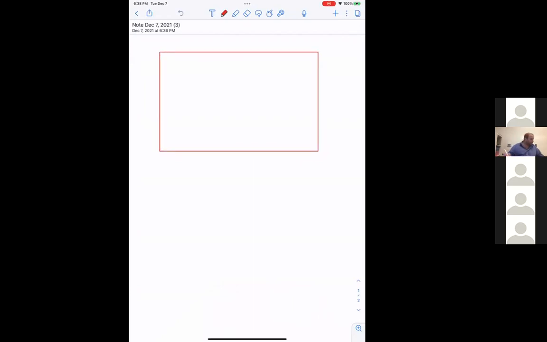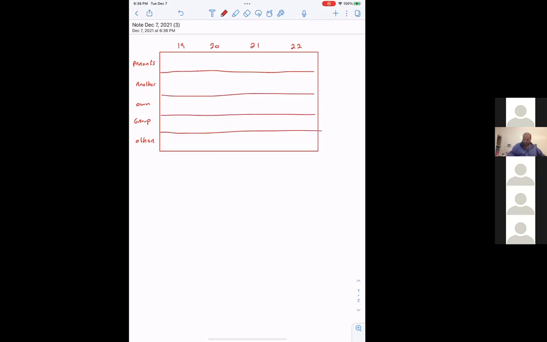We had this table. And we had different ages, 19, 20, 21, and 22. And then we had various options where people live: with their parents, another person's home, your own place, in a group quarters, or other. And here were the counts.